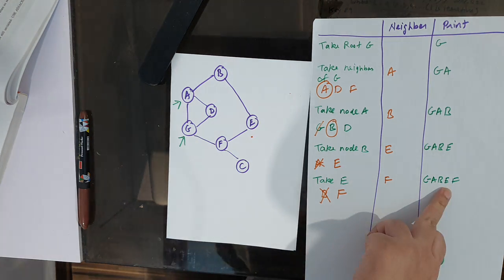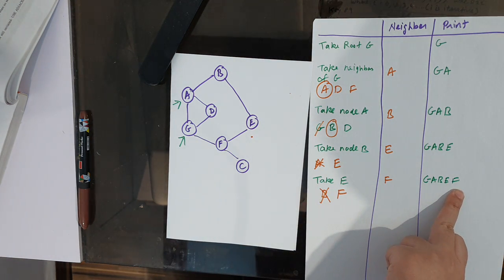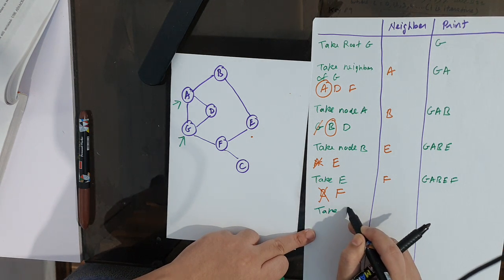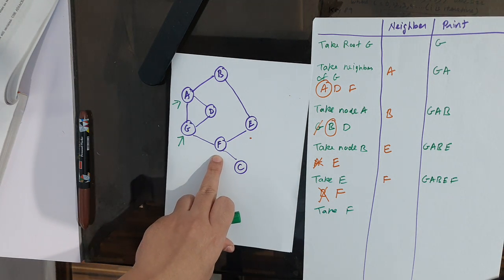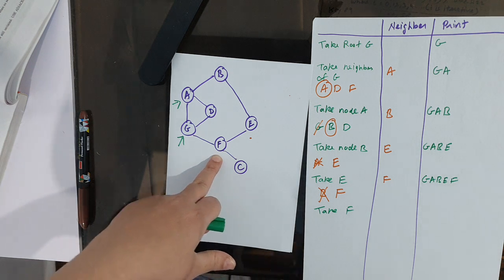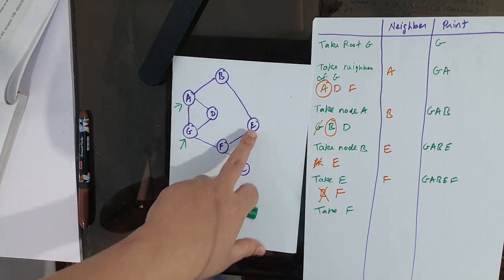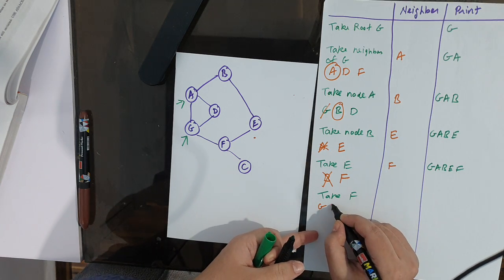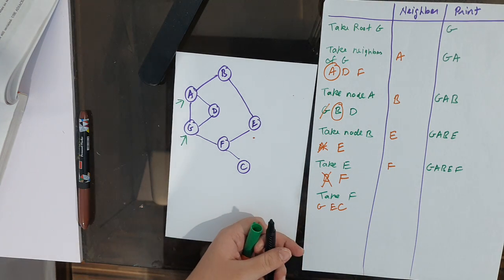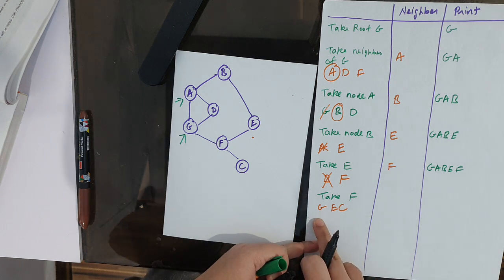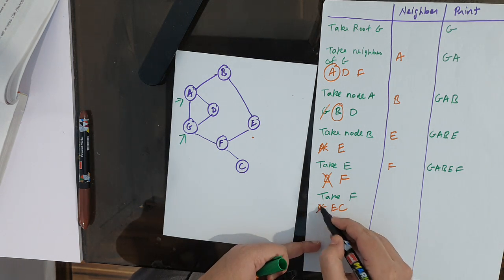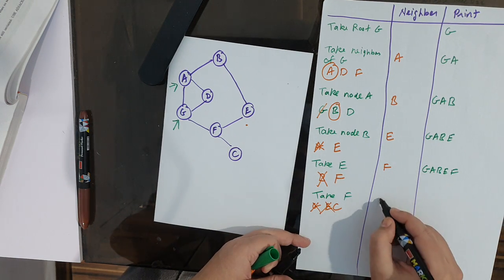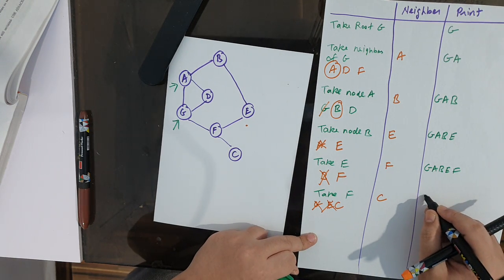So now E is done. The next node to consider is F. So we'll take F. We'll find the neighbors of F basically. It's G, E and C. So right over here G, E and C. So G already visited, not required. E already visited, not required. So we have to consider C. So take C and print it to the list.